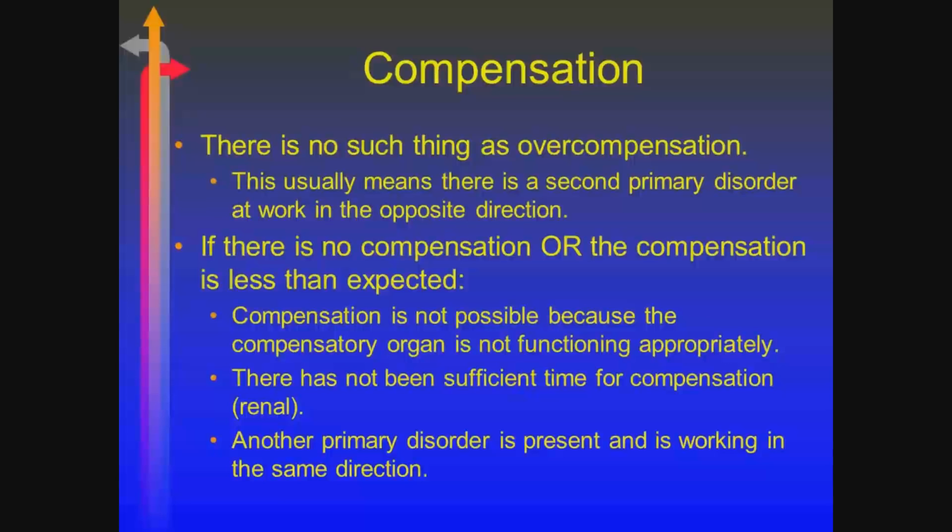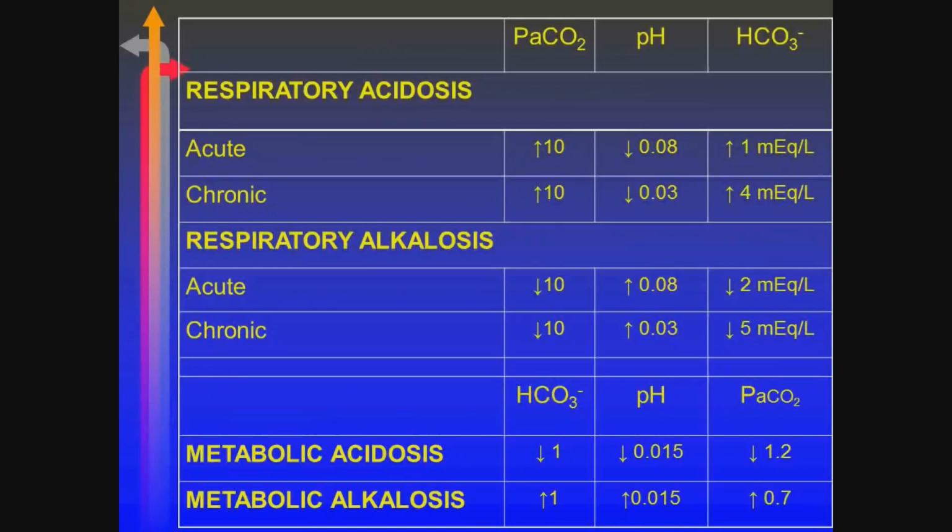If there is no compensation or the compensation is less than expected, it could be because the compensatory organ cannot do it. So, for instance, if I have long-standing COPD and I have a diabetic crisis, the compensation would be to hyperventilate, but if I've got long-standing COPD, I might not be able to functionally do that. Could be that there has not been enough time, especially when we talk about renal. You're not going to see that compensation there. Or it could be that another disorder, a primary disorder, is present, and it just happens to be working in the same direction. And that's kind of what we're going to look at.